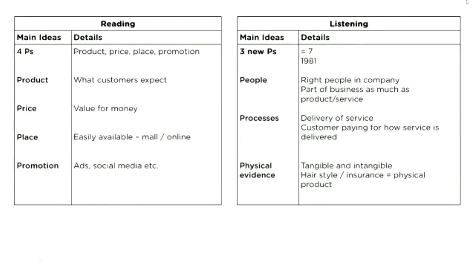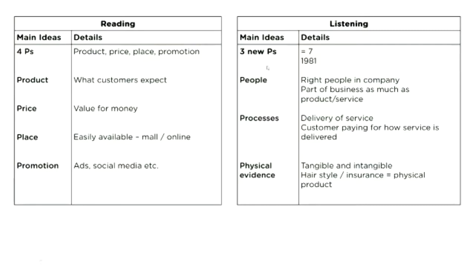So my reading notes, my main idea was the 4 Ps, which were product, price, place, and promotion. Product was what customers expect. Price was value for money. Place was easily available, in store or online. Promotion, ads and social media. So that's my information. You can see that I have not used full sentences, and I haven't covered every single detail. I've just isolated the definitions of each of these 4 Ps.